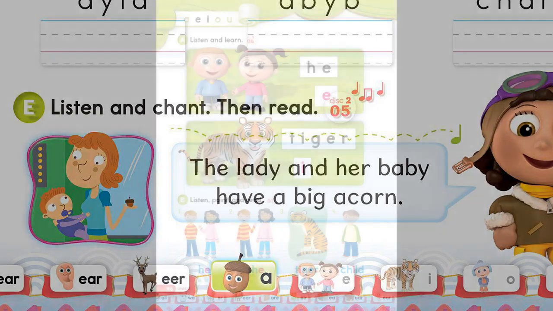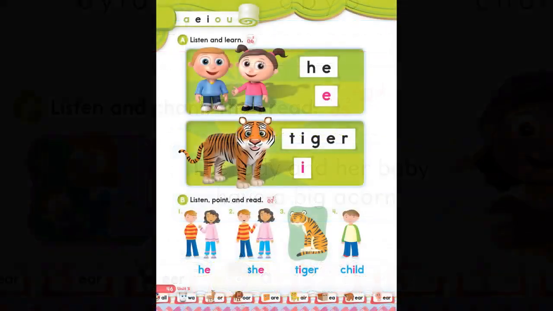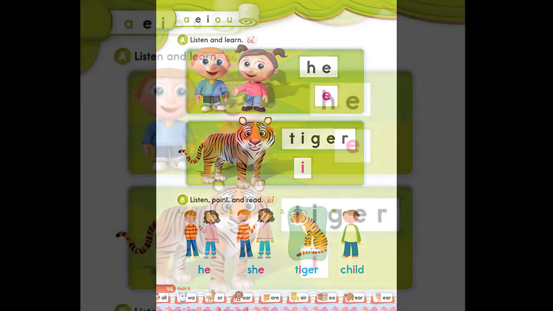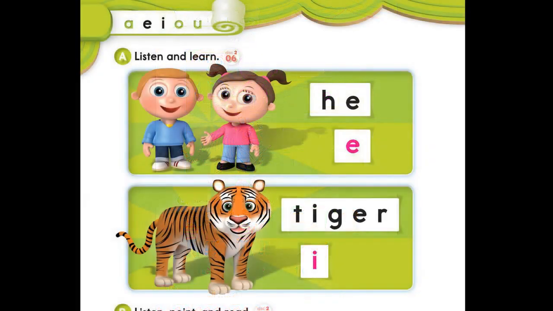Page 46. E, I. A. Listen and learn. He is a boy. Do you remember the E sound? What is the ending sound in the word he? E. That's right. E. He.